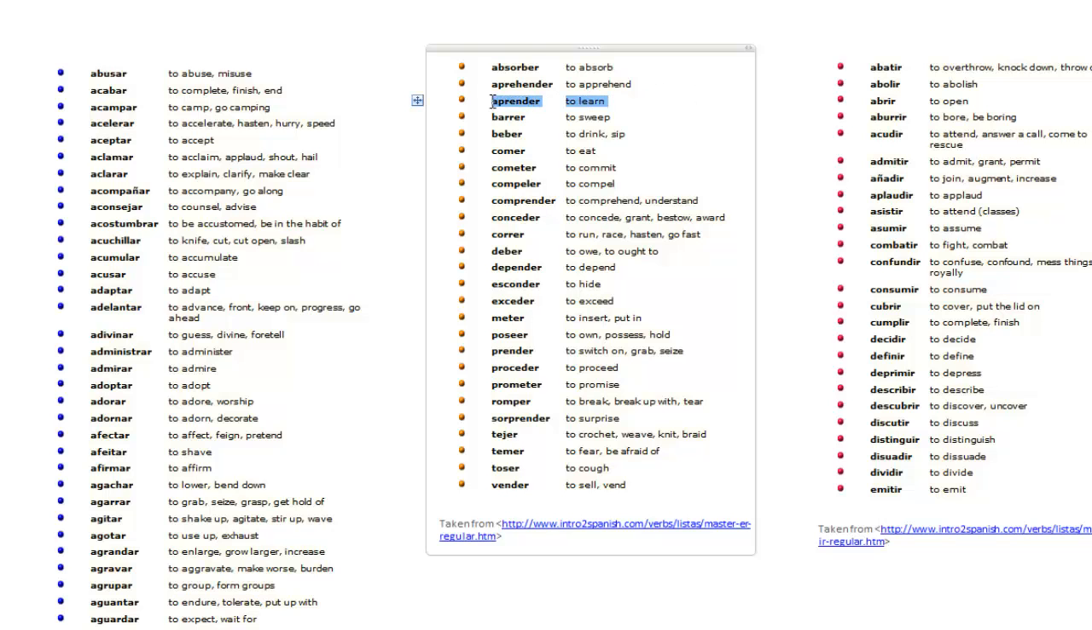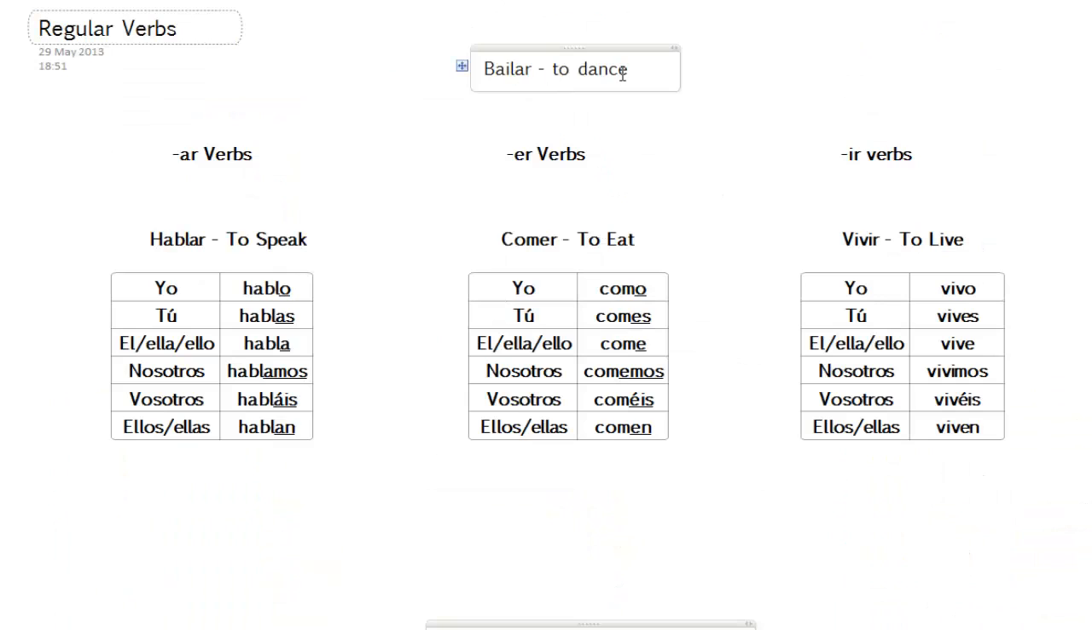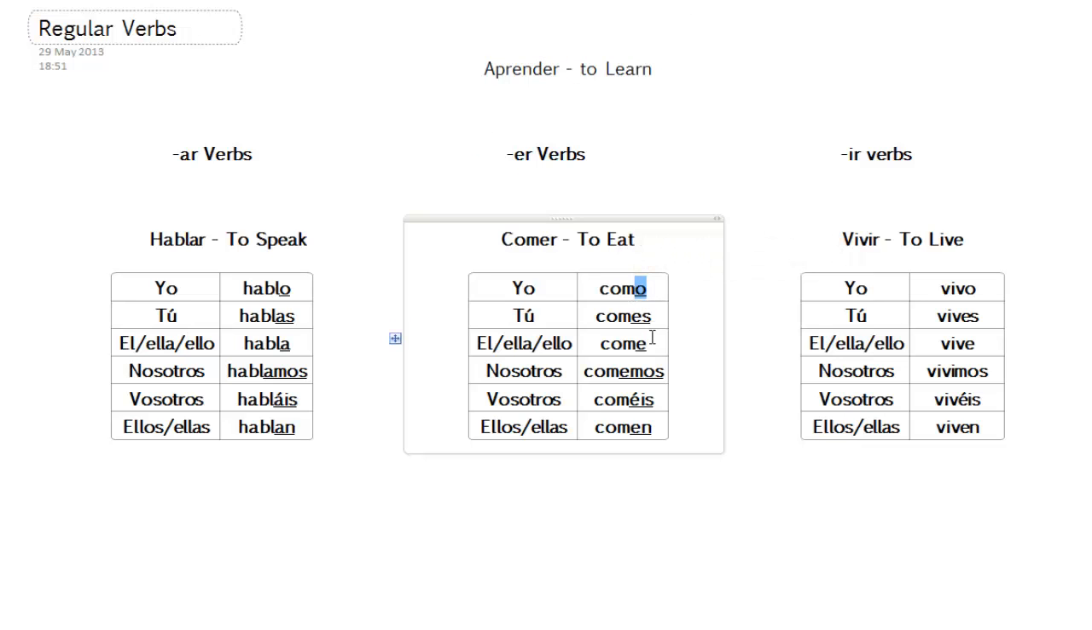Aprender, learn, with ER. I'm not going to do it, but let's do it here. Aprender, which is to learn. So you say aprendo español, because you take off this and you put this. Simple as that. Okay, so you look at the pattern. You take off this and you put on that, and that's it.